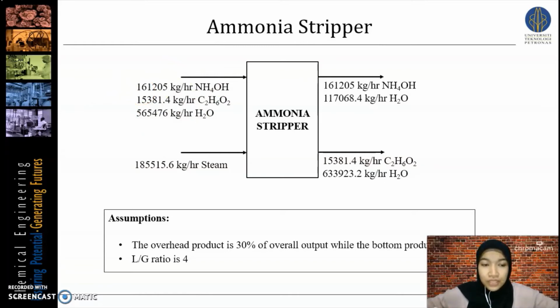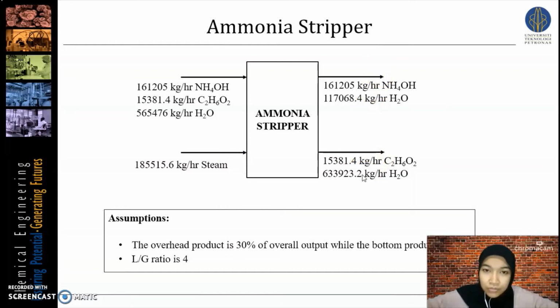There have also been a few assumptions made in this process. The overhead product is 30% of the overall output, while the bottom product is 70% of the overall output. Besides, we also assume that the liquid to gas ratio in this process is 4. So from this assumption, we can calculate the amount of steam that this stripper needs, which is 185,515.6 kg per hour of steam. From this assumption, we can also calculate the amount of overhead product and also the bottom product.